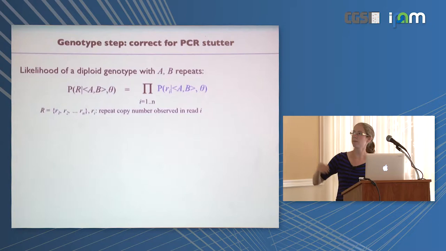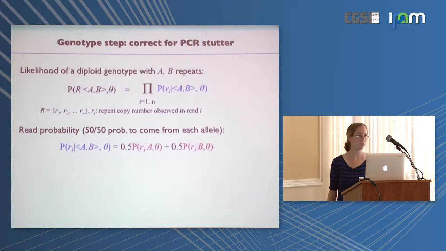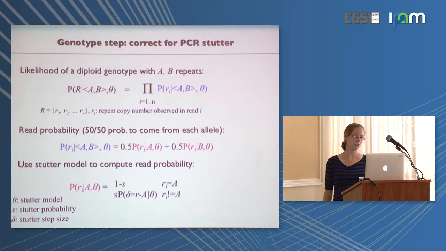We assume that all the reads are independent, so we want to know the probability of each individual read, given some underlying diploid genotype. For lobSTR, we just assume that each read has 50-50 probability of coming from each of the two possible alleles. Then for each read, we want to know the probability of observing this read, given that it came from some allele A. We can get that using the parameters that we learned of our stutter model. So that's, in a nutshell, how lobSTR calculates these likelihoods.